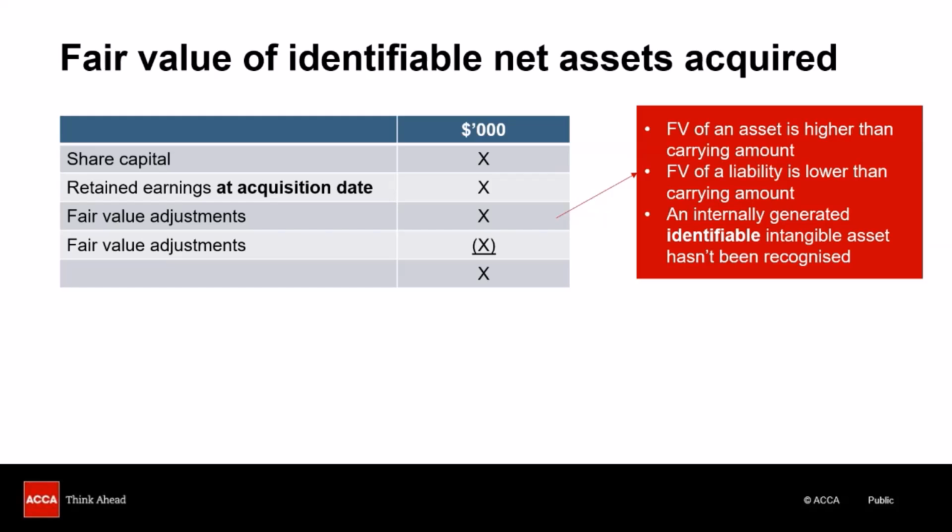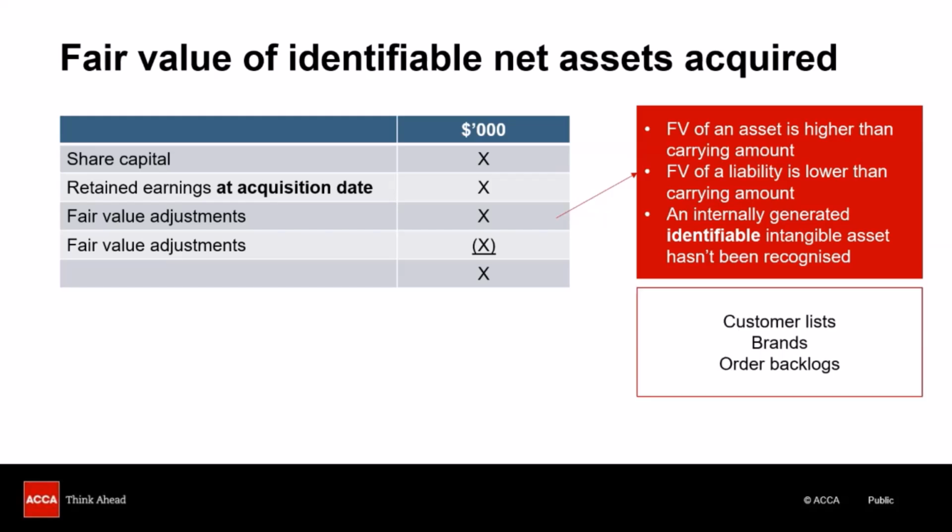And IFRS 3 says that an intangible asset is recognized if identifiable, and the word identifiable basically means that it is capable of separate sale, separate from all the other assets of the business, or it arises from a legal or a contractual right. If that's the case, then we are going to pick up this figure and show it in the consolidated financial statements. This adjustment will need to be done every year, and then the amortization or the impairment of this asset will also need to be done every year. Common examples of such assets in our questions are customer lists, brands, order backlogs, etc.